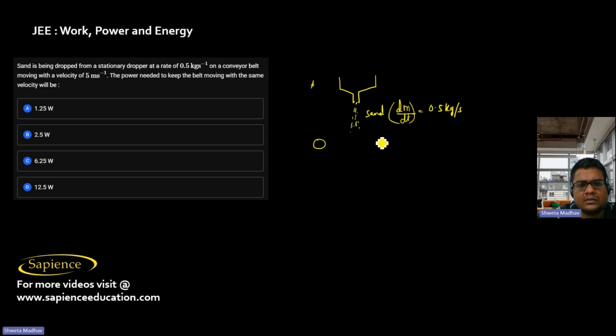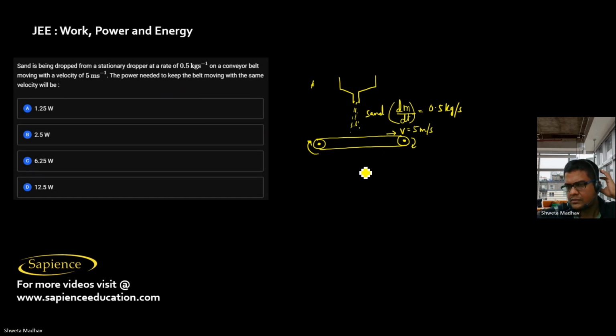There is a conveyor belt which is moving, okay, with a velocity v of 5 meter per second. The power needed to keep the belt moving with the same velocity will be, so the power needed, that will be when the sand is falling.